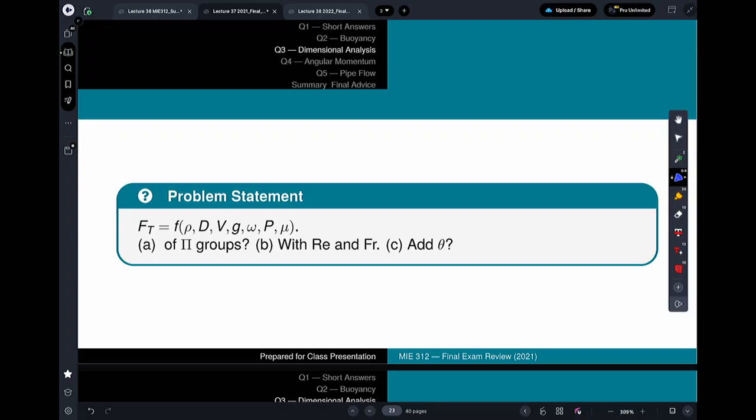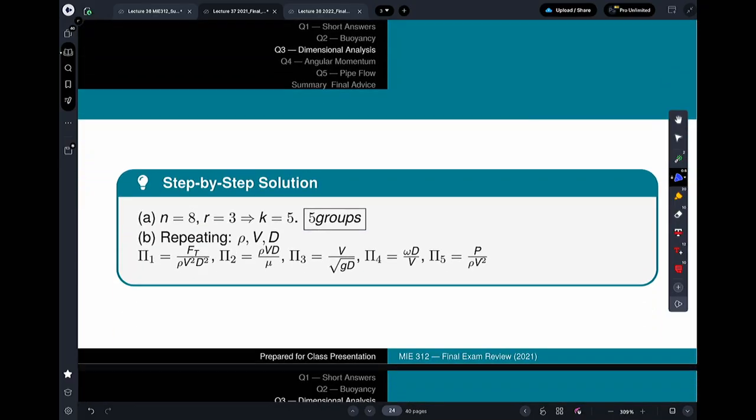Anyway, so you have to find pi groups, Reynolds number, and Froude number, and what would happen if you add theta. So you have 8 variables, 3 important dimensions, 3 repeating variables, M, L, T, k equals 5, and you end up getting pi 1, pi 2, pi 3, pi 4, pi 5 for each of those, and you kind of recognize all of them.